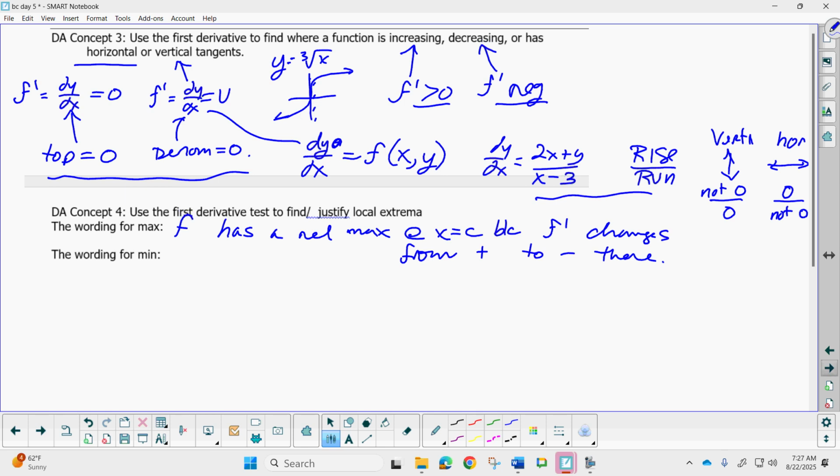Don't use any pronouns. It means nothing. That could refer to f or f prime. And don't use the words "the derivative." The derivative could be f, it could be f prime, it could be f double prime. "The derivative" doesn't cut it. Use symbols. All right? You get the idea.